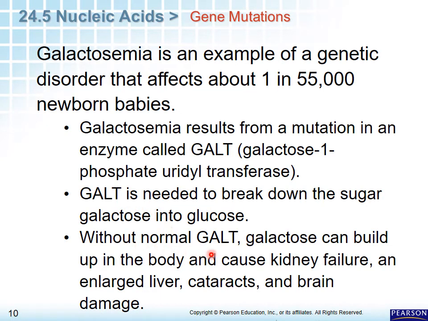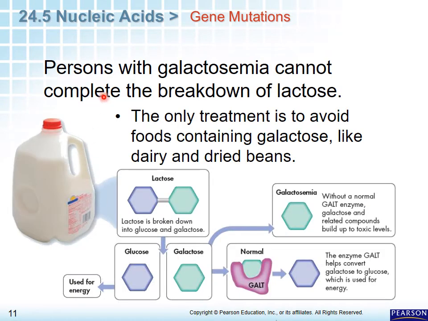Now without normal GALT, galactose builds up in the body and causes kidney failure, an enlarged liver, cataracts, and brain damage. A cataract is basically an eye disease in which the lens becomes blurred. So a person with galactosemia cannot complete the breakdown of lactose. The only treatment is to avoid foods containing lactose like dairy and dried beans.